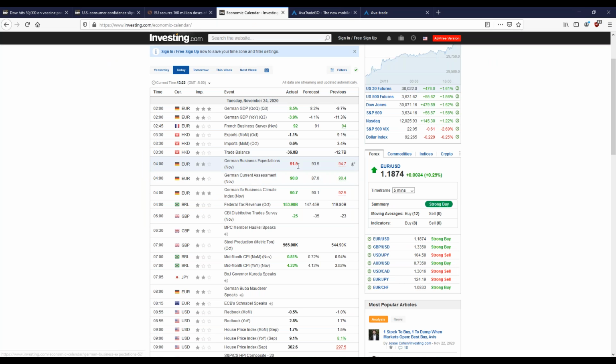German business expectations missed the mark a little bit, but look at all of the other announcements. German GDP up more than expected, quarter to quarter. Year to year, down less than expected. Both positive results. French business survey, better than expected. German current account, better than expected. German IFO business climate index, better than expected. You don't even have to know what that means, right? It's a 3-star announcement, means it's a big deal, and it's better than expected. Just adding to the positive momentum today.